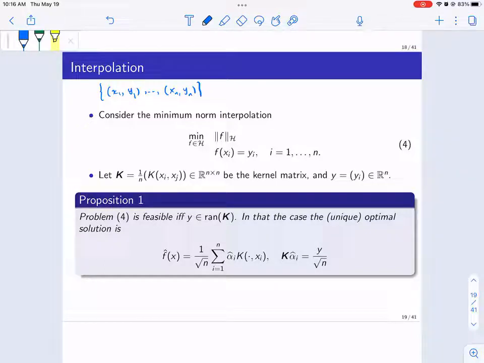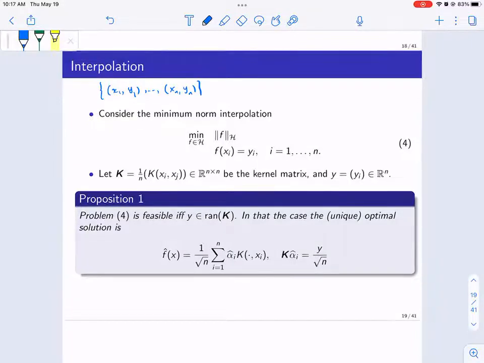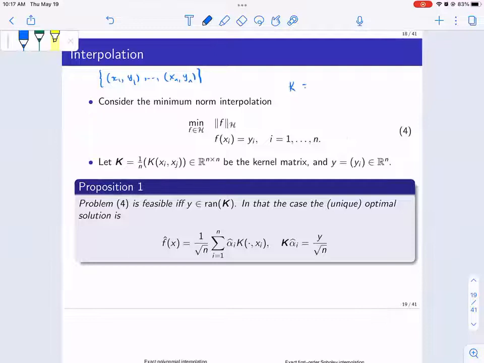So the point is that this problem, although it's infinite dimensional, can be reduced to a finite dimensional problem as follows. Define this normalized kernel matrix, an n by n matrix whose elements are k(xi, xj) divided by n. So this kernel matrix is 1 over n times k(x1, x1), k(x1, x2), up to k(x1, xn), and it's a symmetric matrix, with rows k(xn, x1), k(xn, x2), up to k(xn, xn). And the y is just the vector y1 up to yn.